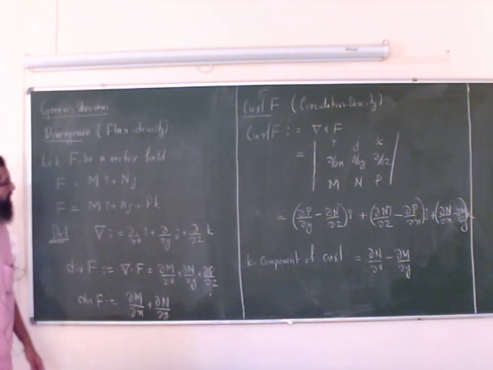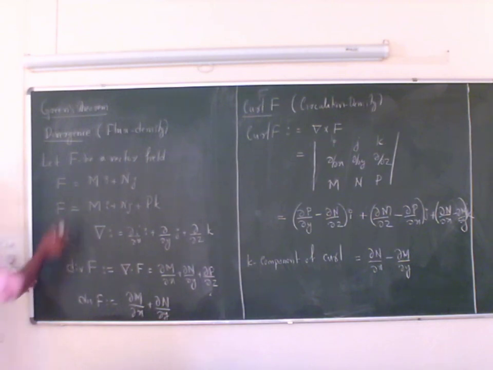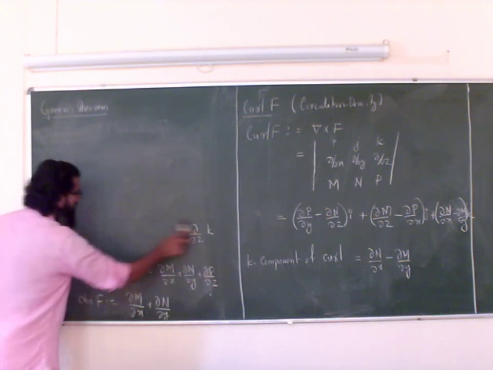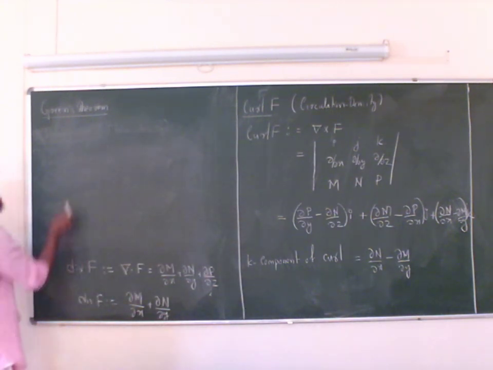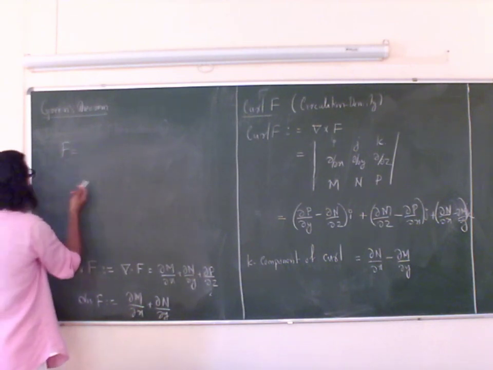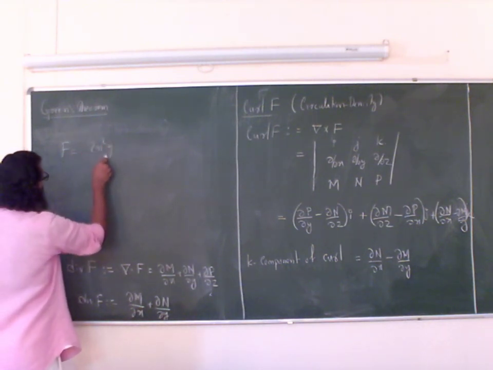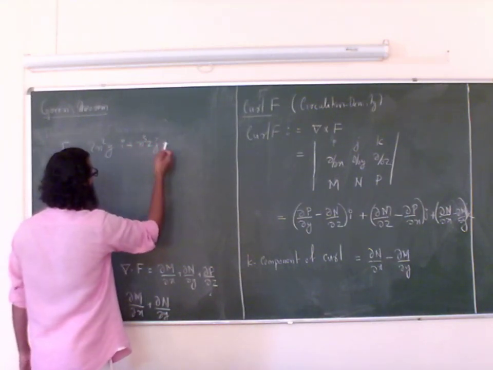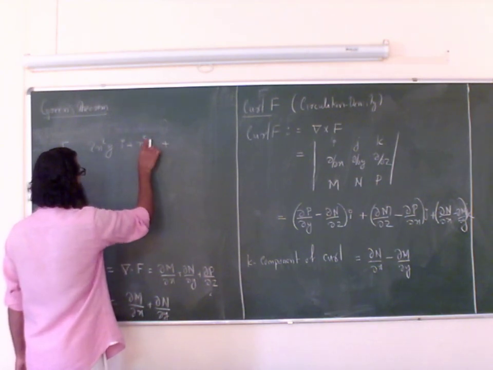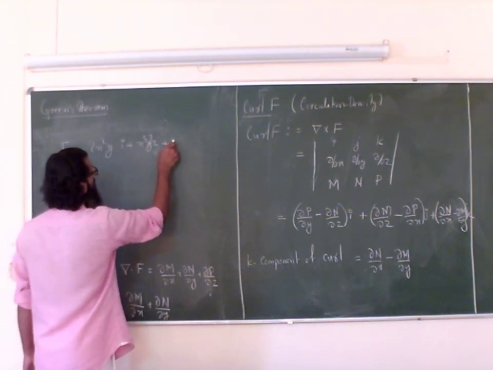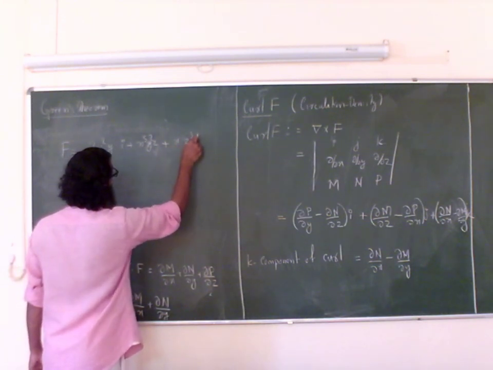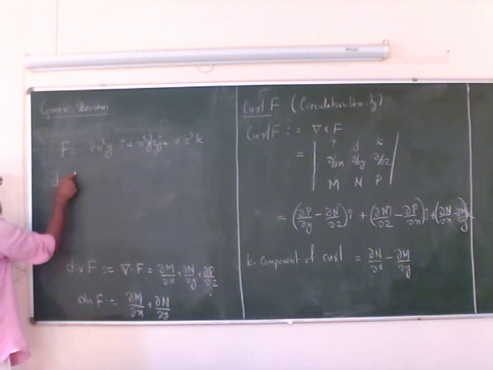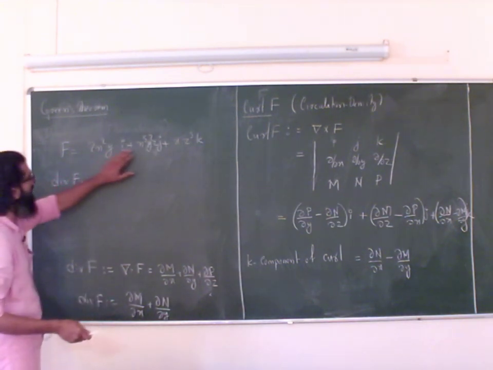So let's go for an example, say F is equal to 2x²y i plus x³z j plus (y²z plus xz³) k. Then what I have is my divergence of F is equal to, this is my M, this is my N, this is my P.